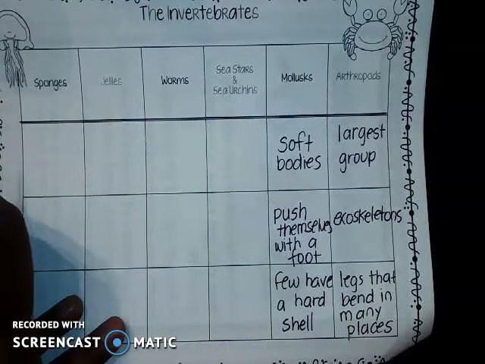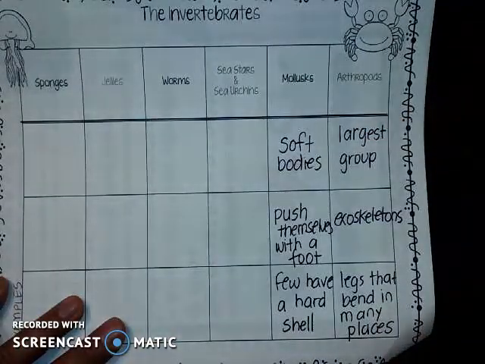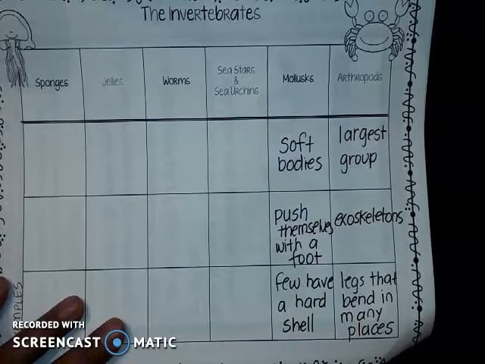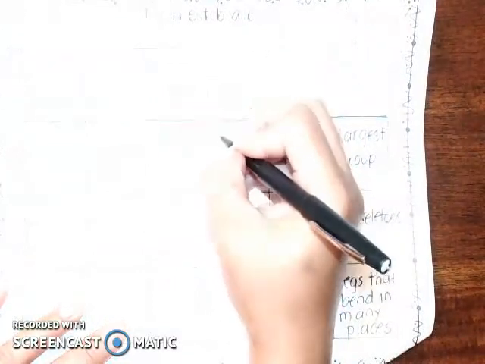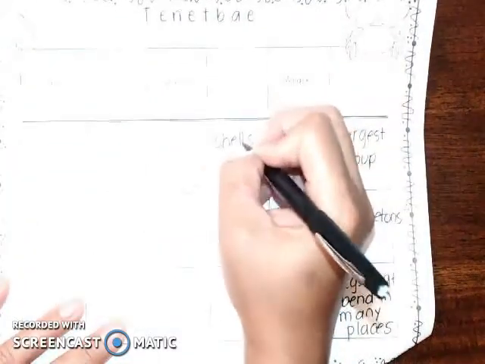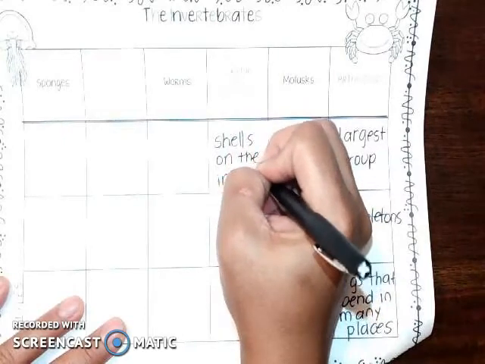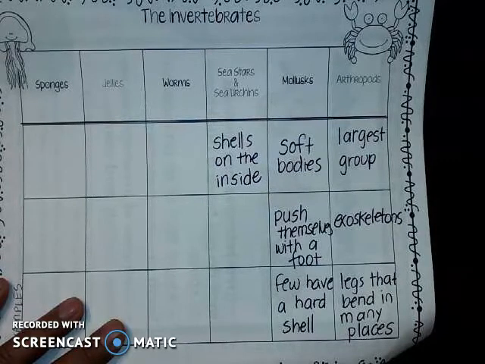Moving on to sea stars and sea urchins. Sea stars and sea urchins have shells also, but unlike the mollusk group, this group has their shells on the inside of their bodies. Okay, so shells on the inside. Did you hear any other detail about the sea stars or sea urchins? I didn't either. I only heard that one.